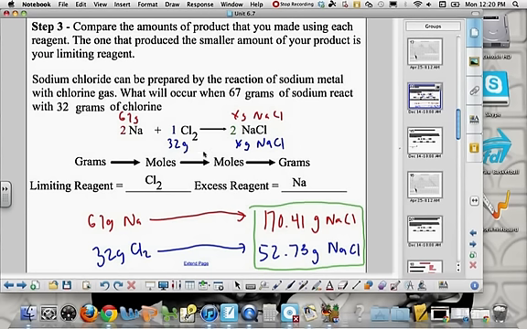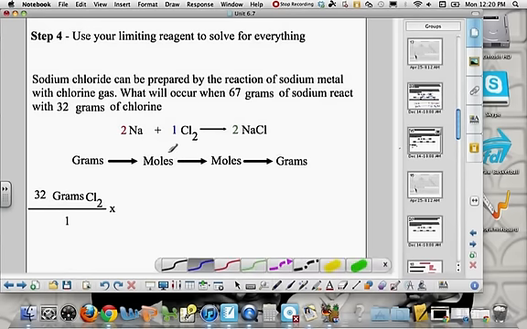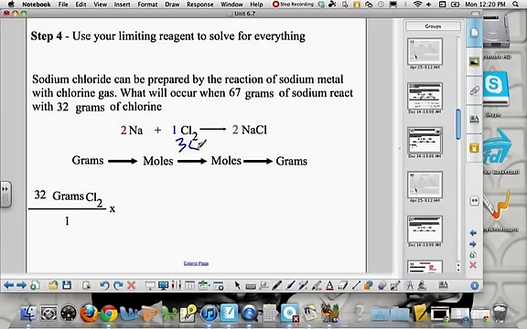When I had 32 grams of chlorine, I determined that I was able to make 52.73 grams of sodium chloride. So we've done that part already. In step 4, we have to use our limiting reagent, which was our chlorine. So I'm going to use my grams of chlorine that I was given, which we said was 32 grams of chlorine. And this time I want to solve for the sodium. So if I have 32 grams of this, I want to know how many grams of this will I use.